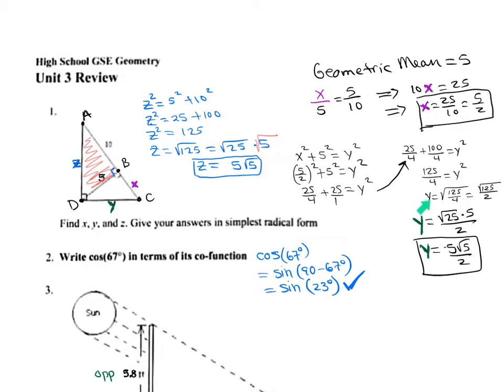We'll take the square root now. So y is the square root of 125 over 4, which is the square root of 125 over 2, because the square root of 4 is 2. Then we break down the square root of 125 into square root of 25 times the square root of 5. The square root of 25 is 5, and so we have 5 square root of 5 over 2 equals y.